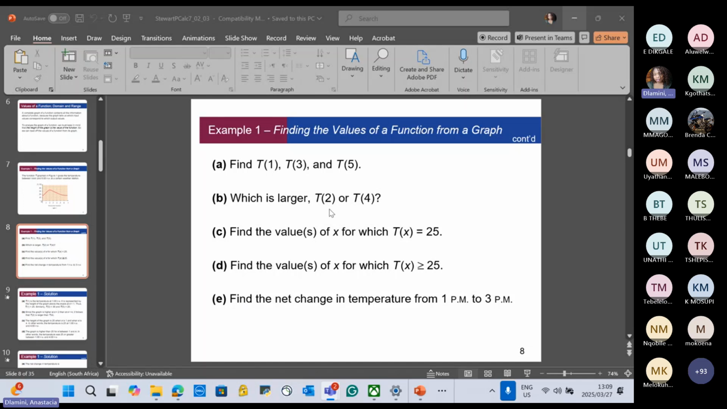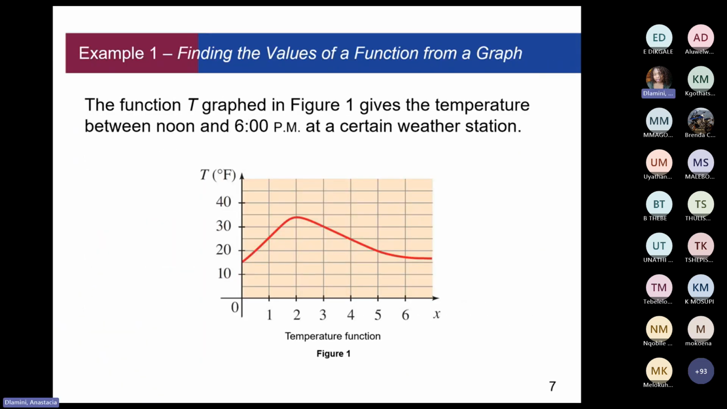Now they're saying which one is larger between T2 and T4? Between T2 and T4, which one is larger? T2. Let's see. T2 is larger than T4, because we see that T2 is 35 and T4 is 25. Okay.